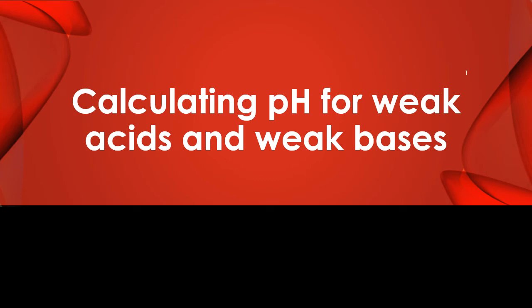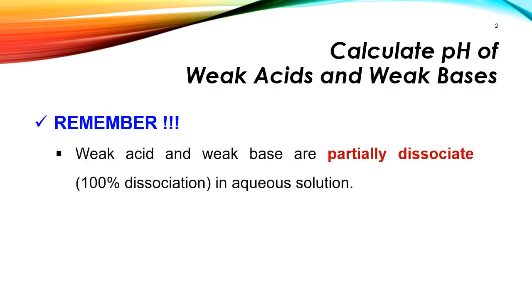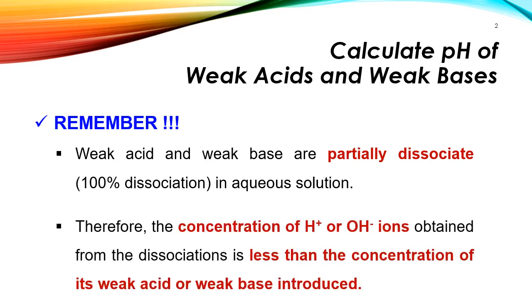Now, let's calculate the pH for the weak acid and the weak base. Remember that weak acid and weak base are partially dissociated in aqueous solutions. That means the concentration of the H+ or the OH- ions obtained from the dissociation must be less than the concentration of the weak acid or weak base that has been introduced.